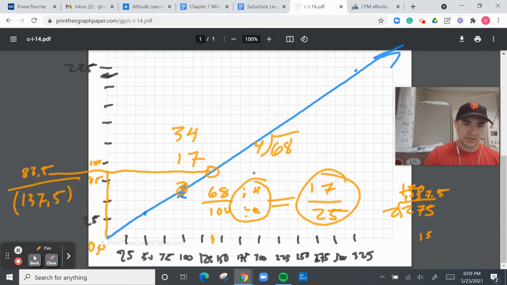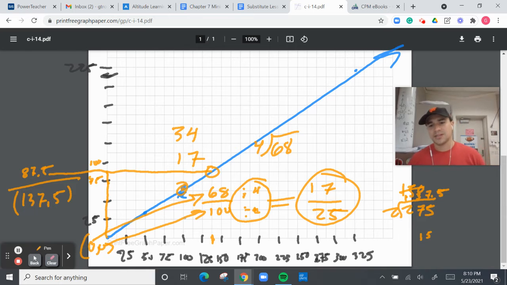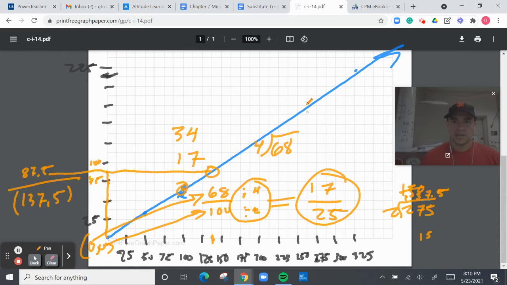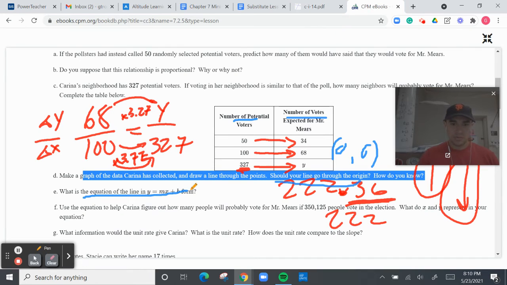Because I'm starting at 0, 0, the change from 0 to 68 and the change from 0 to 100 is going to be 17/25. So y equals 17/25 x. And that would be my answer because it starts at 0, 0.